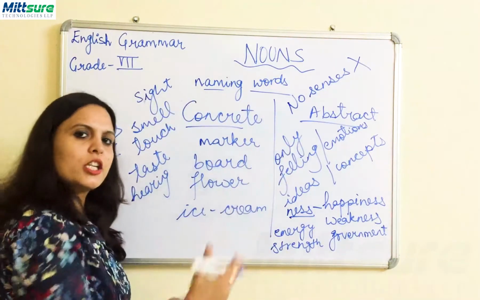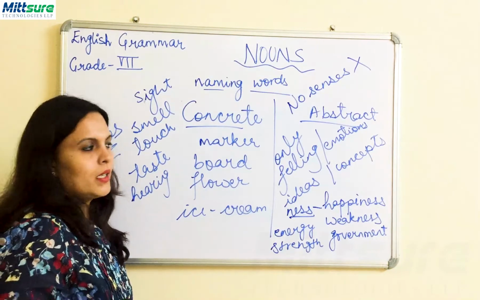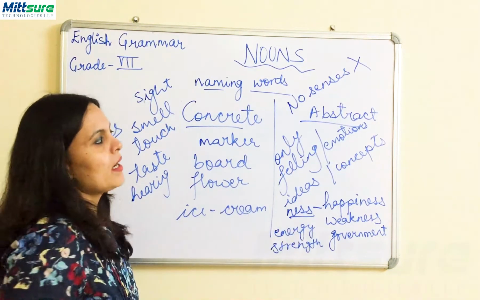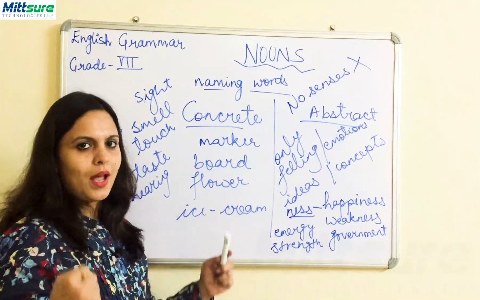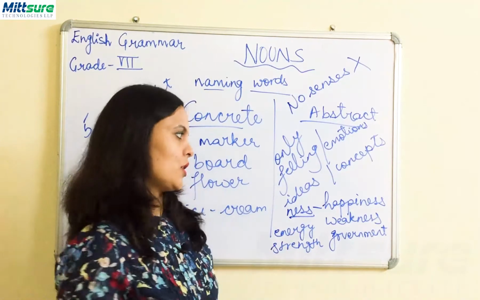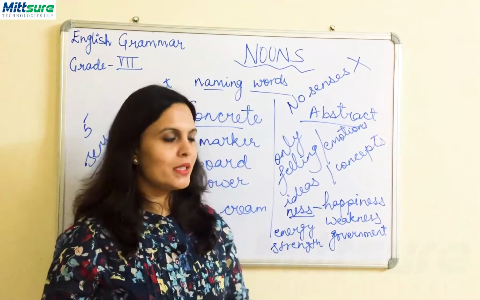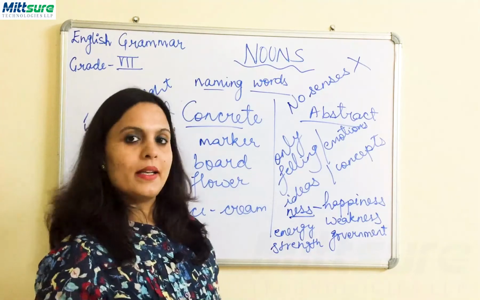So these are actually the two exact opposite nouns. This is directly associated with your adjectives. So the person who is strong will have the strength. The person who is energetic will feel the energy. The person who is happy feels the happiness. The person who is weak will feel the weakness, right?